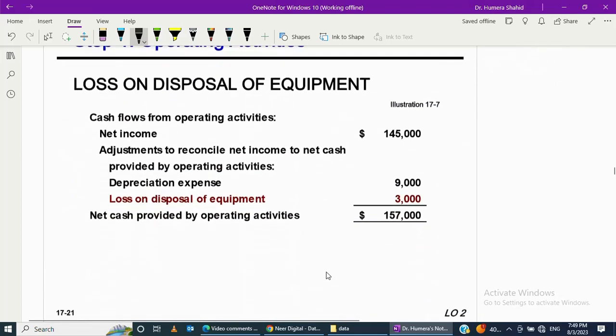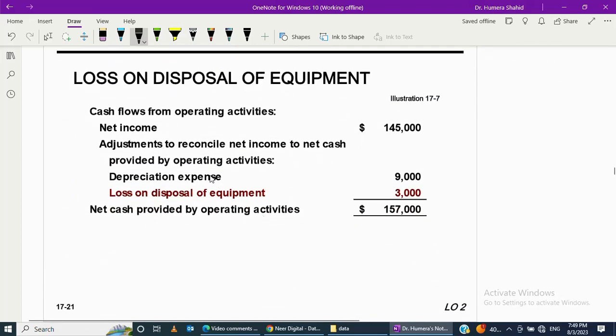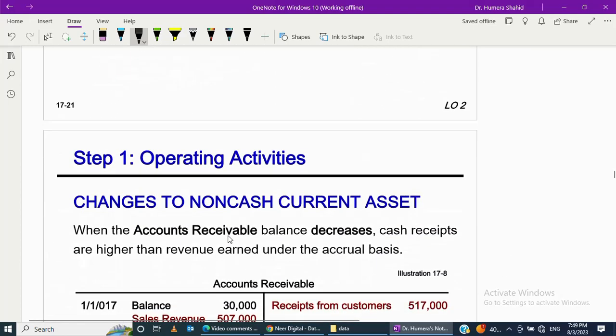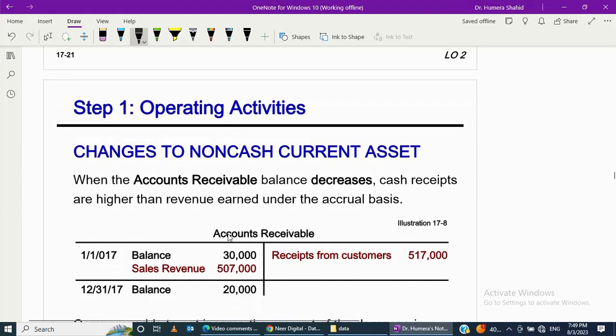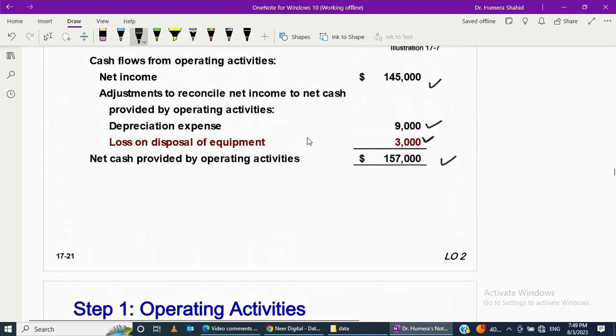So if you see here, in the income statement you have loss on disposal of equipment. I said loss will be added back. So net income, add back depreciation, add back loss. If nothing else is there, this will be cash provided by your operating activity. But this isn't it. We have many other things. We need to go to the current assets section, right? I said in the income statement, you just need these three things, right? Now we will move towards the current assets section.